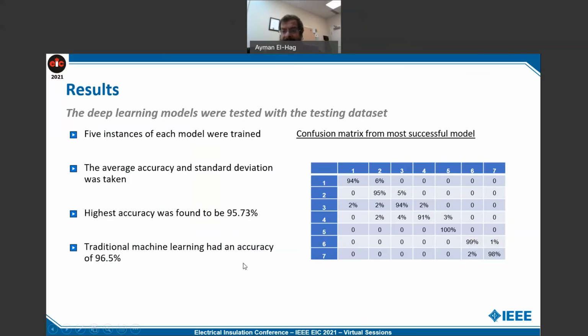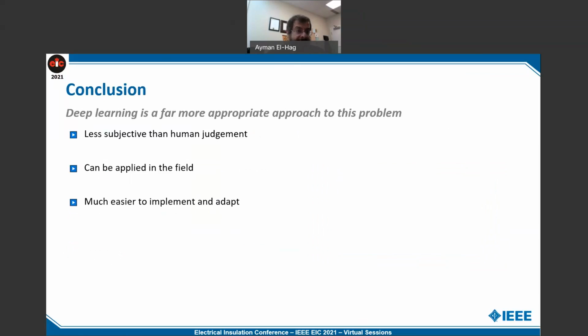This is the confusion matrix, which shows that most of the confusion happened in the middle classes 3 and 4, where you have some sort of overlapping between the classes, which is somewhat expected, but you can see that each class has recognition of more than 90%. So this is a much better way of doing the judgment about the class of the hydrophobicity. It can be applied in the field.